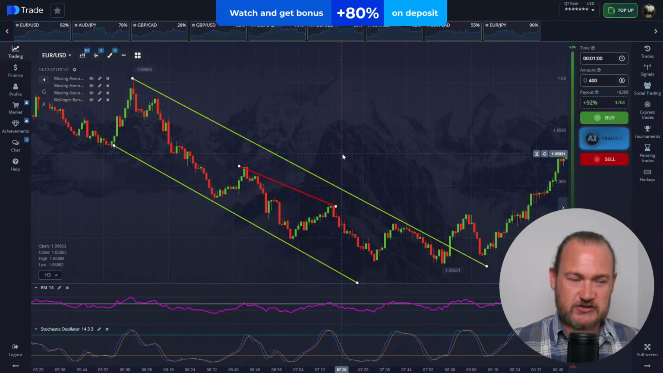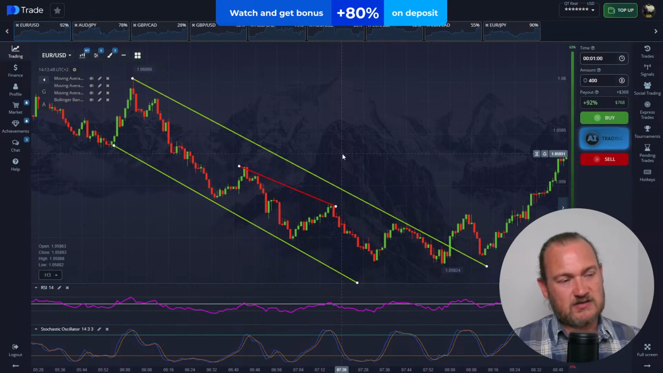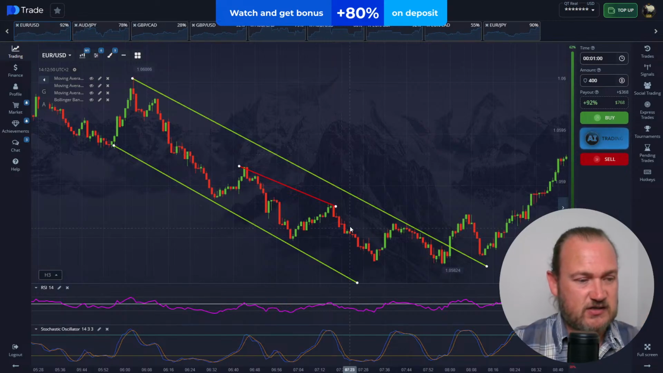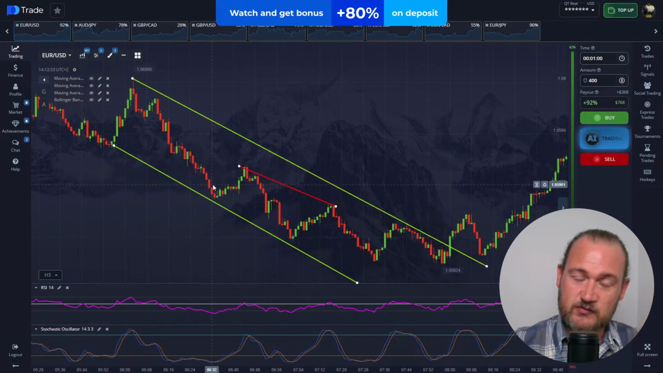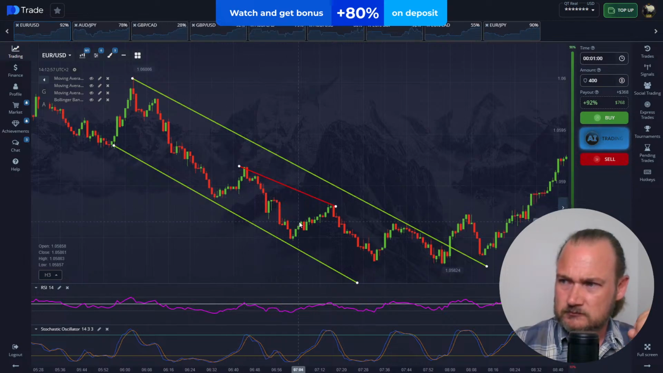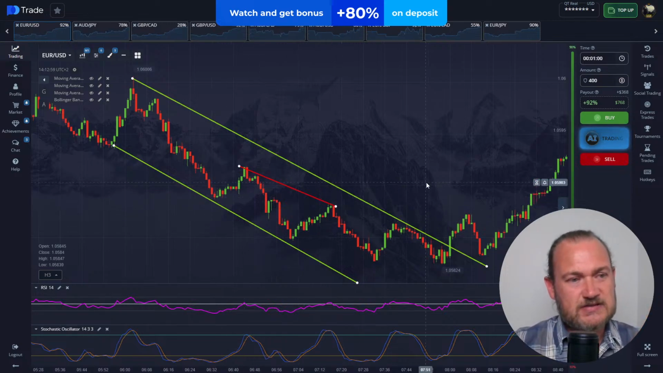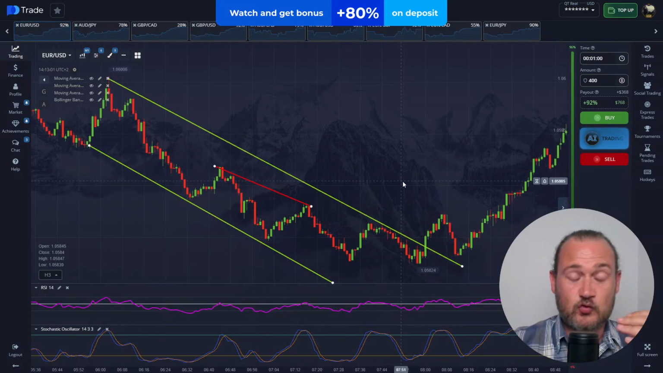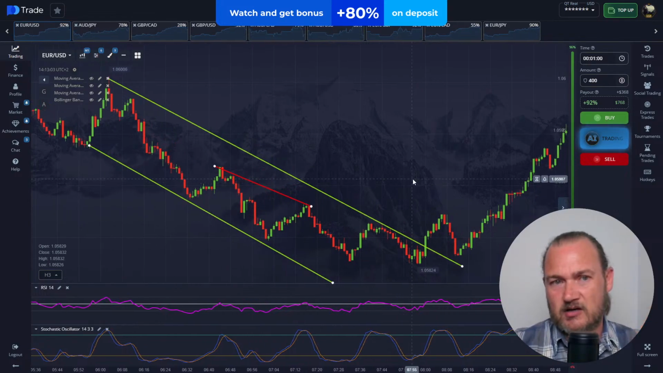For normal divergence, it's the opposite. When price is moving in a downwards direction, we will look at the lows. And when price is moving upwards, for normal divergence, we'll look at the highs.